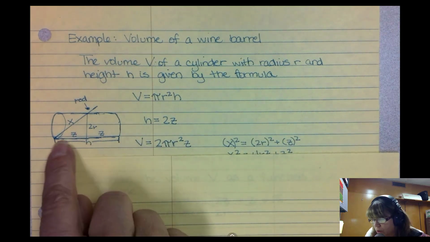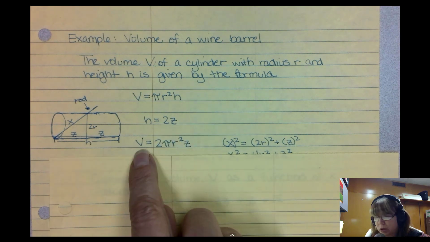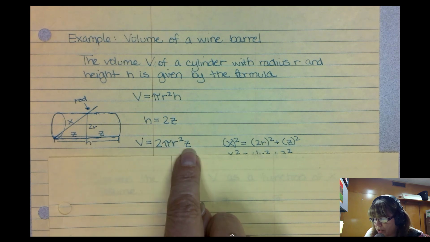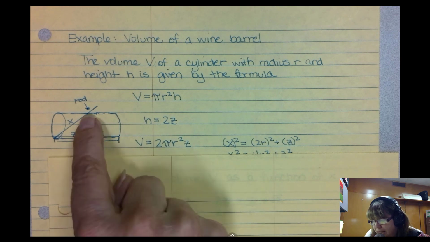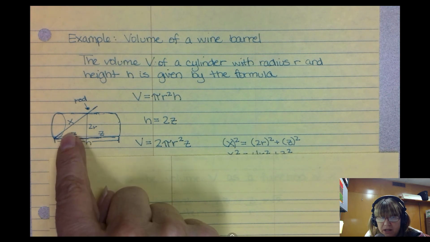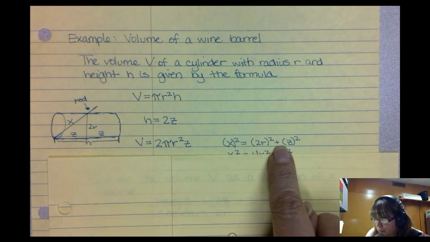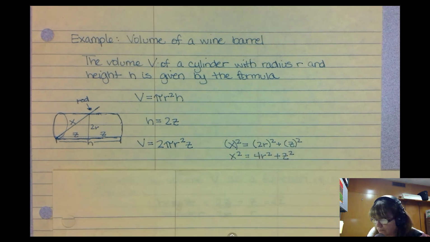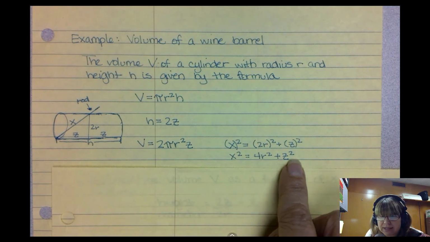So we know this length right here, this h, is worth 2z. So we can rewrite our formula as volume equals 2 pi r squared z. But this length of the rod, this x, we can get from the Pythagorean theorem. So x squared equals (2r) squared plus z squared is the Pythagorean theorem, and I want to solve this. I want to get x squared equals 4r squared plus z squared.